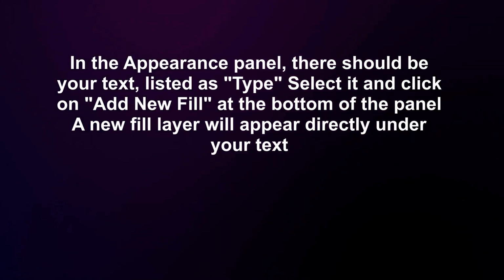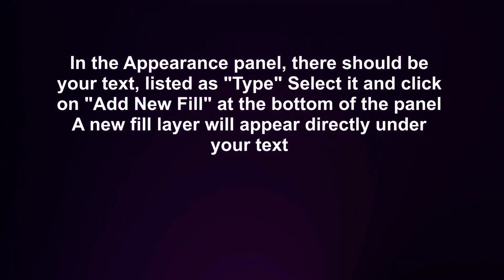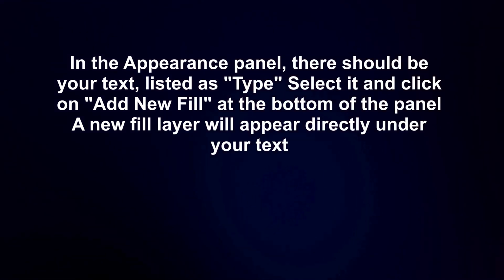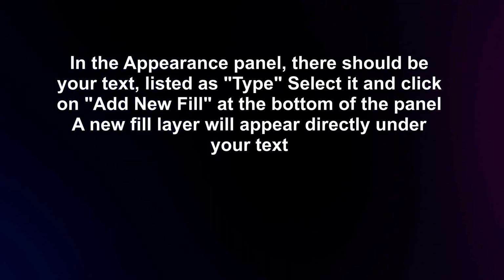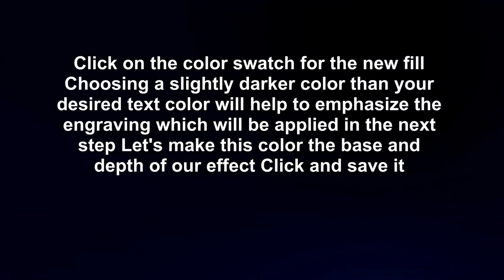In the Appearance panel, there should be your text listed as type. Selected, click on Add New Fill. At the bottom of the panel, a new fill layer will appear directly under your text. Click on the color swatch for the new fill.